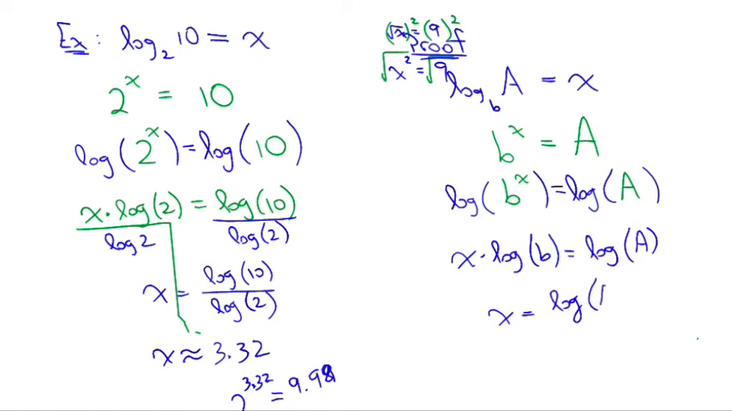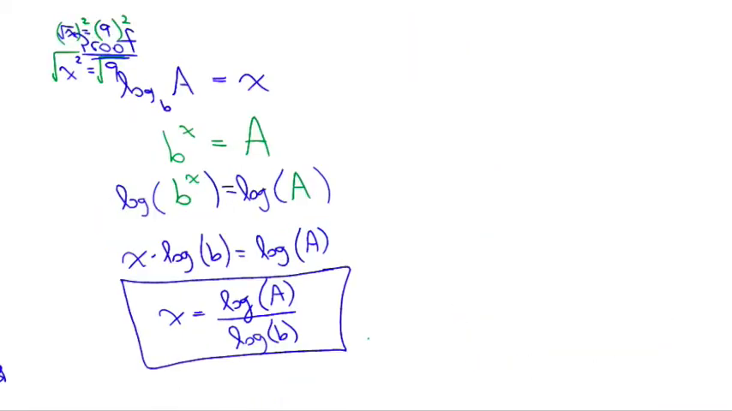And the calculator doesn't give you that answer. No, but it does give you a way of avoiding all of this work. You can jump down here to the end now. So x equals log of a over log of b. Log of the number over log of the base.